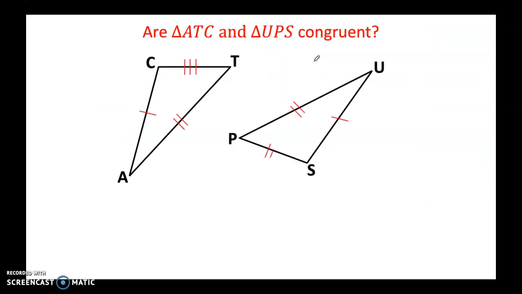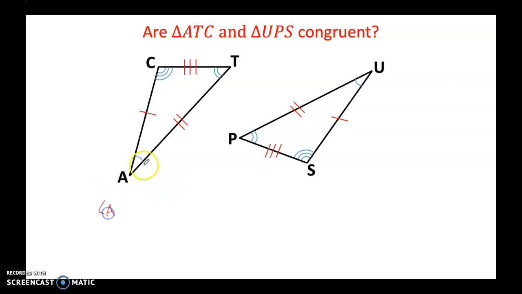Another way to determine that two triangles are congruent is using the markings and the arcs. Meaning if they have the same arc, therefore they are congruent. If they have the same number of tick markings, therefore they are congruent. So let's check first if the two triangles are congruent.